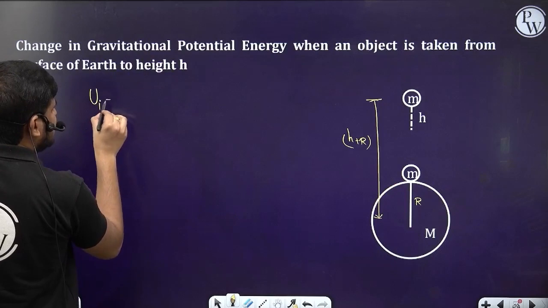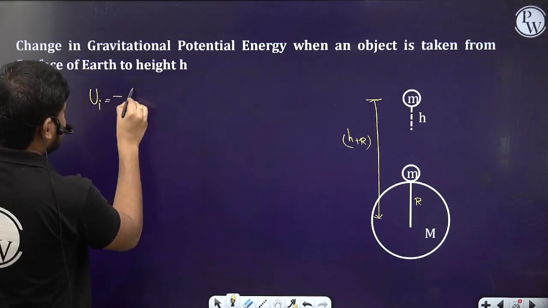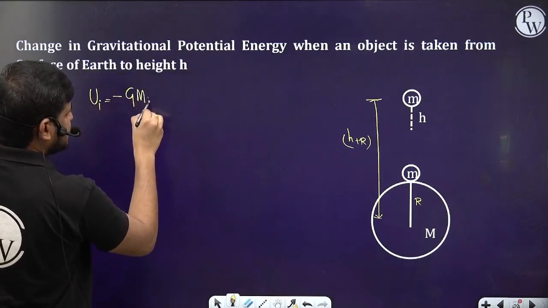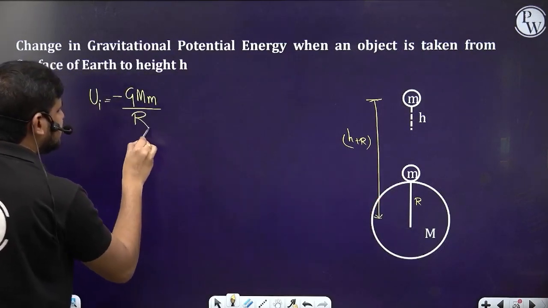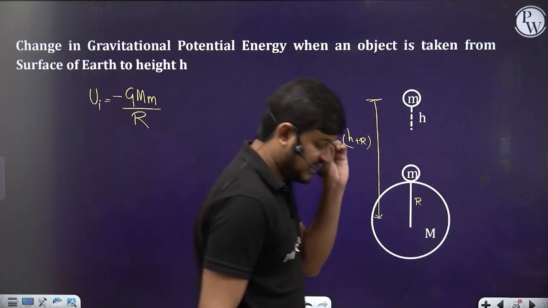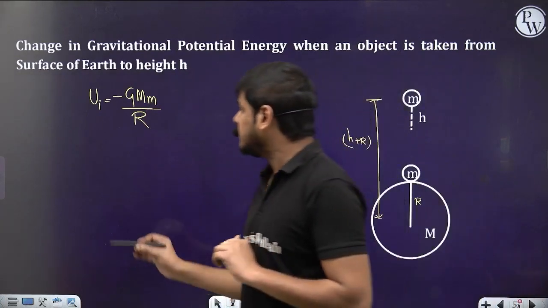So U initial is equal to minus G times the mass of the earth and the mass of the object. The distance between those two is r. This is the initial potential energy. Now, what's the final potential energy?